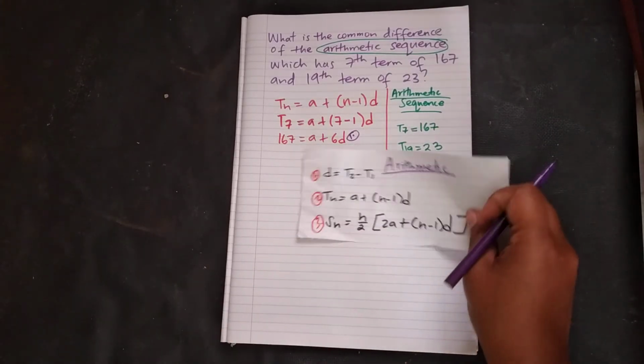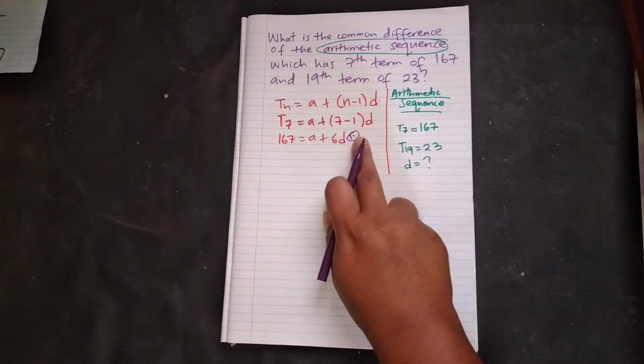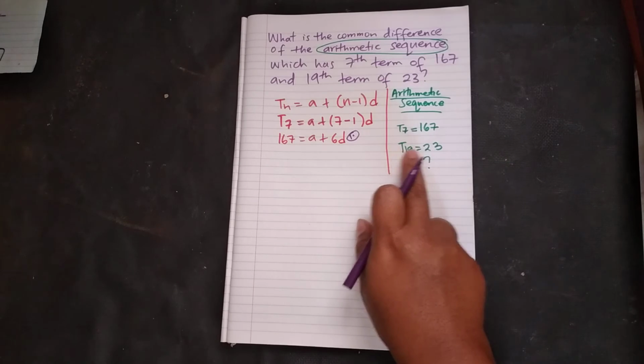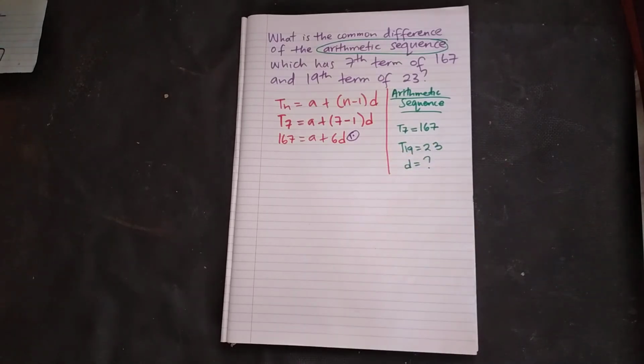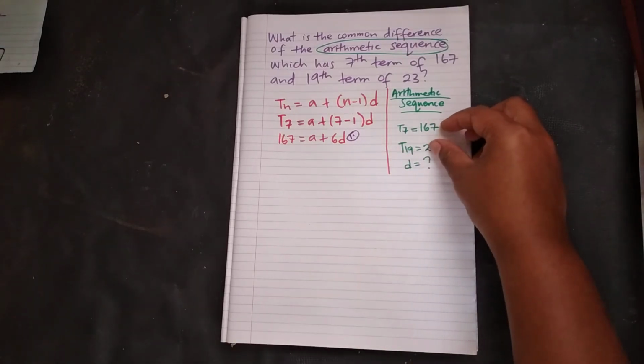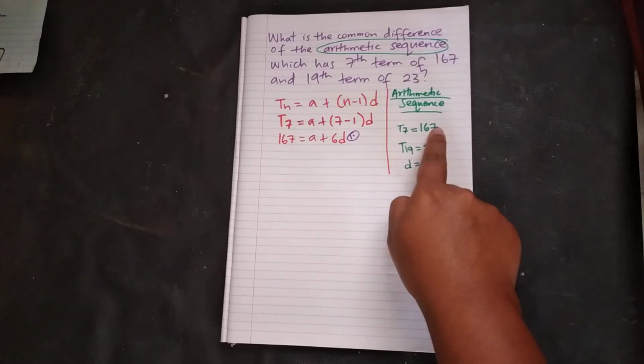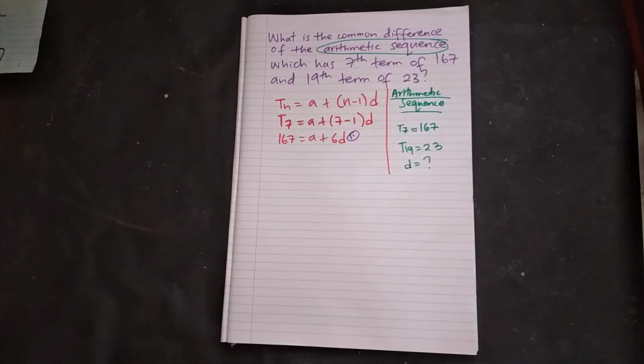First equation, okay, equation 1. Same thing we will do for T19 equals 23 because they are a bit similar, only the values are different. T7 is 167, T19 is 23. So I will do that.